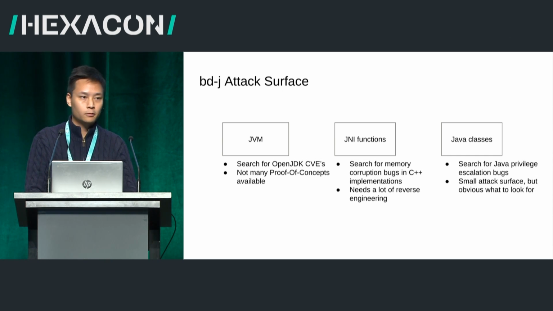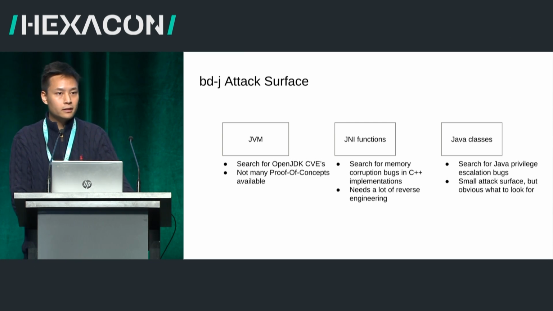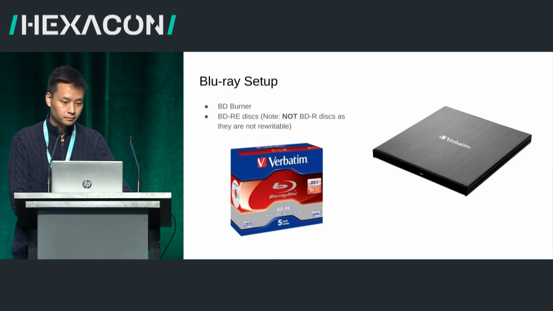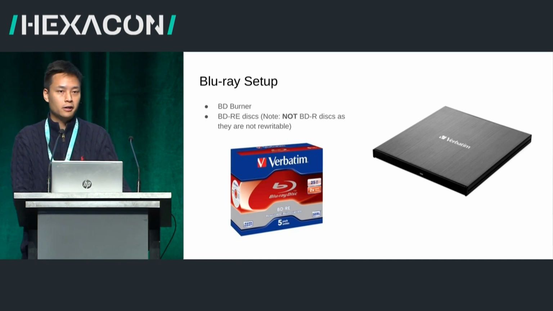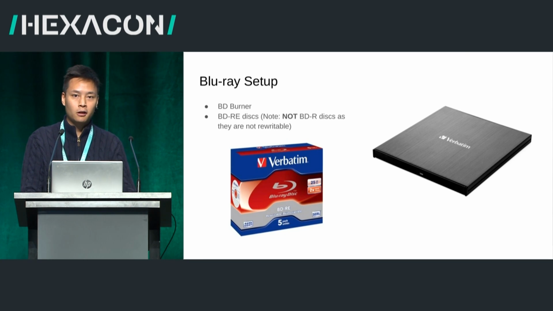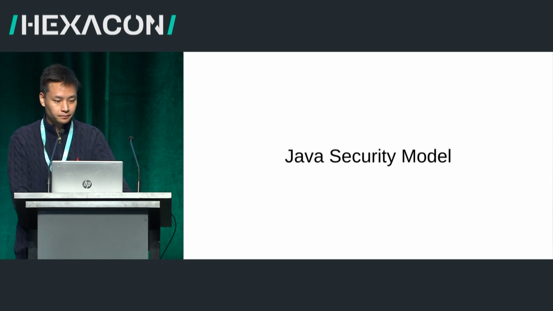And for Java classes, we can search for Java privilege escalation bugs. While it is a small attack surface only, it is obvious what to look for. And that is the attack vector that I focused on for 2 months and found multiple vulnerabilities for. And as a setup for this research, I ordered a BD burner and some BD-RE disks. Note that BD-R disks are only writable once, and since you cannot load classes remotely, you have to burn the disk again and again for every test.